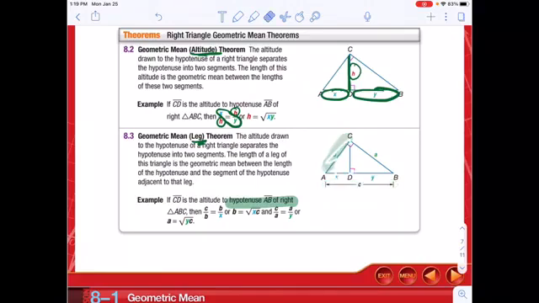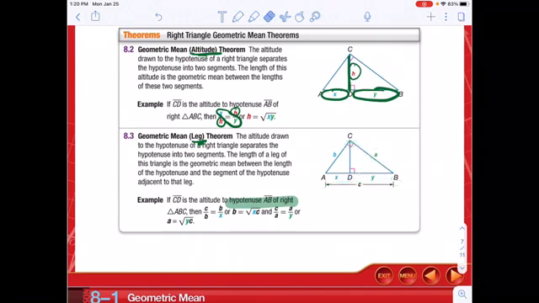Or the leg equals X times C, all squared to the square root. Or the other leg: C over A equals A over Y. Or if you take the leg, not the hypotenuse, the leg equals the square root of Y times C.